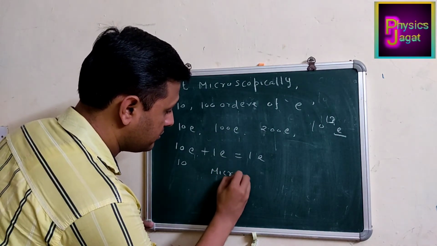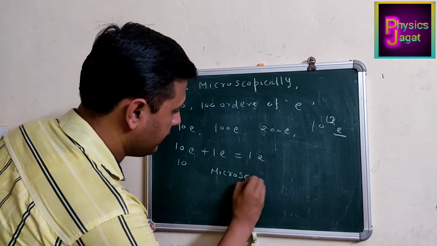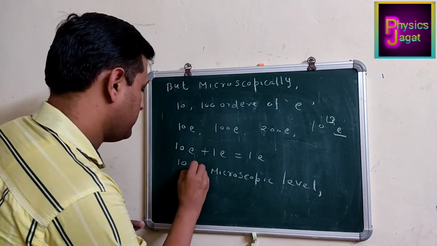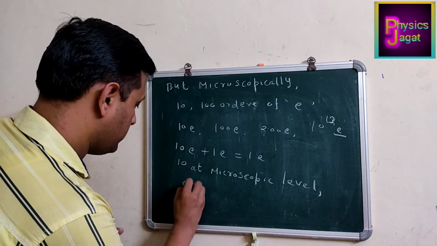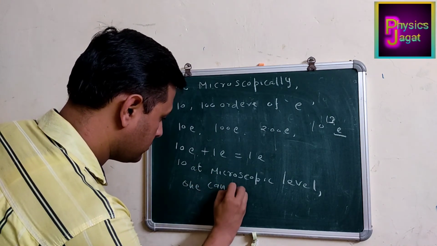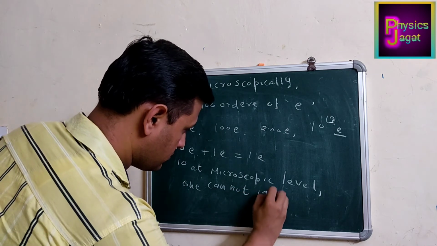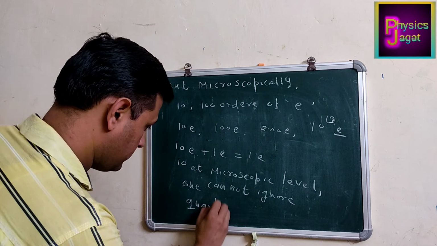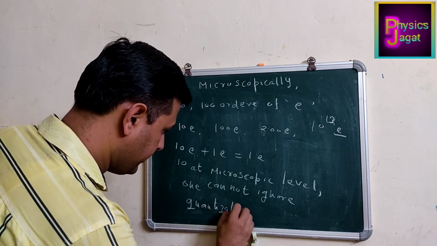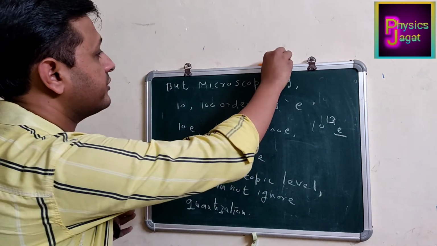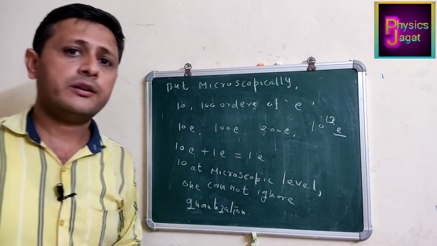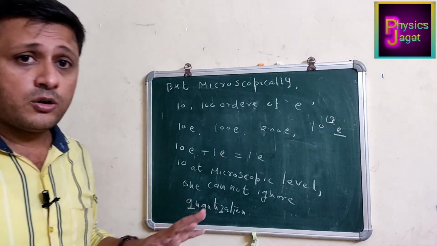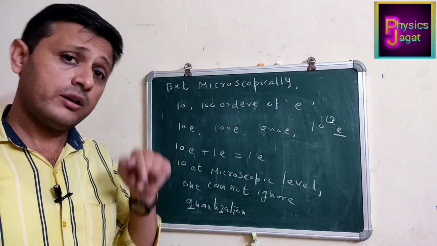So at the microscopic level one cannot ignore quantization. This is the basic difference of quantization. Macroscopically you can ignore quantization, but at the microscopic level one cannot ignore quantization, because quantization is there.